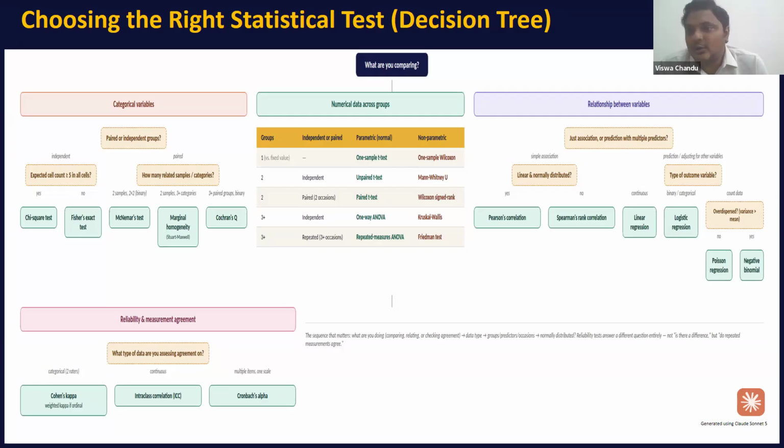If it is binary or categorical, you can go for a logistic regression. If it is binary, we call it binomial logistic regression. If multiple categories are involved, you call it a multiple logistic regression.